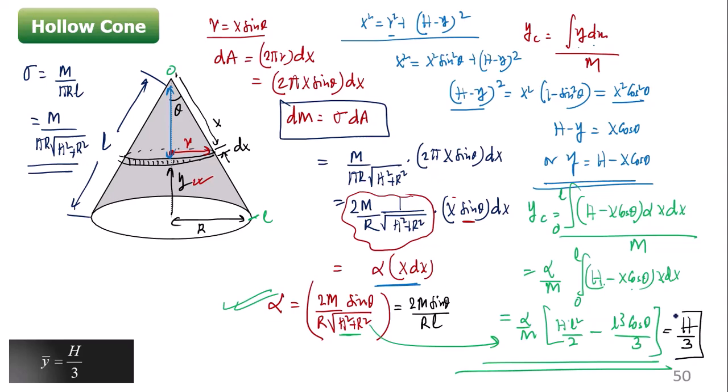Okay, so this is the only geometry, the hollow cone, whose calculation is somewhat complex. All the other calculations are very simple, but the hollow cone is the one geometry where you have to do a lot of calculation. But once you do the calculation, the answer is quite simple, that is h by 3. What is h? h is the height of the cone. So from the bottommost point, you have to move by a distance of h by 3 to get the y coordinate of the center. Understood?